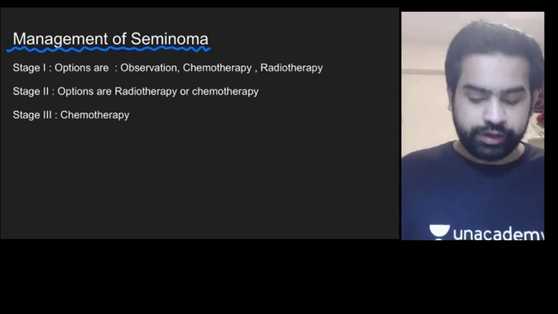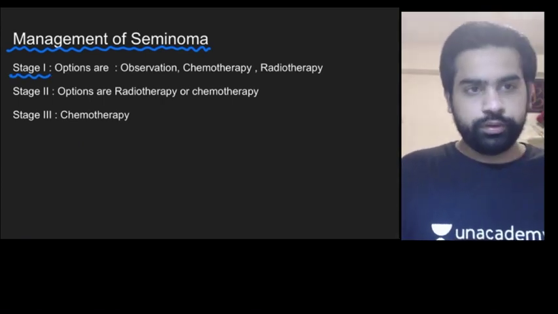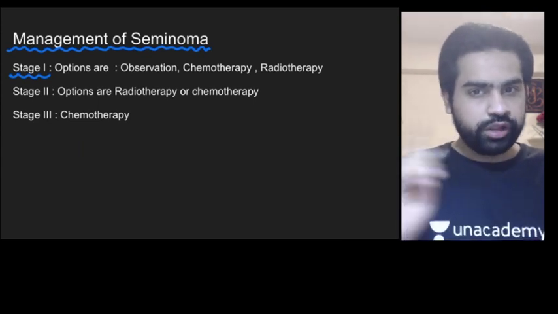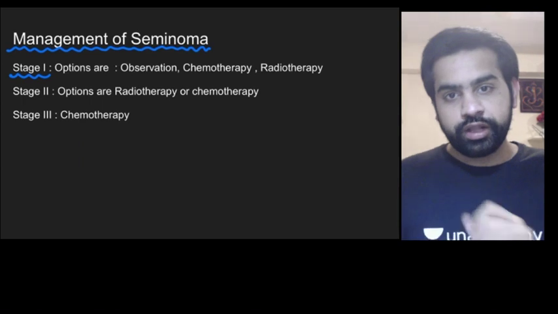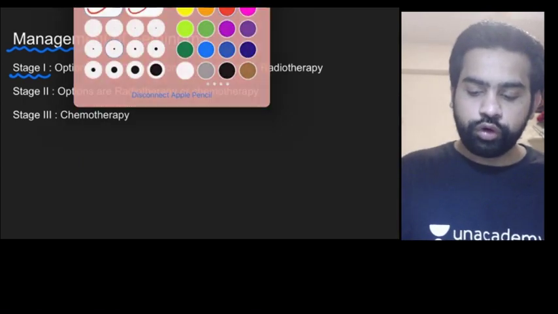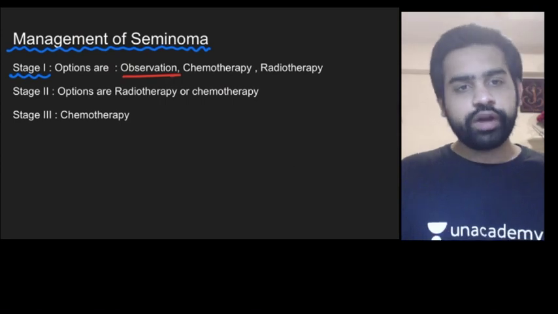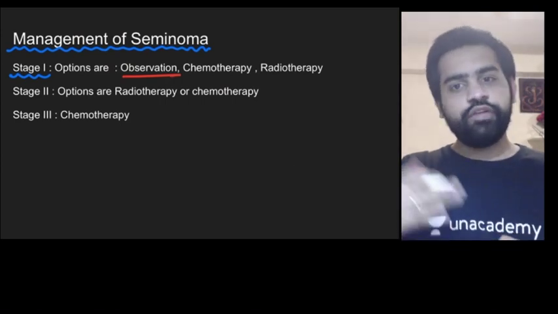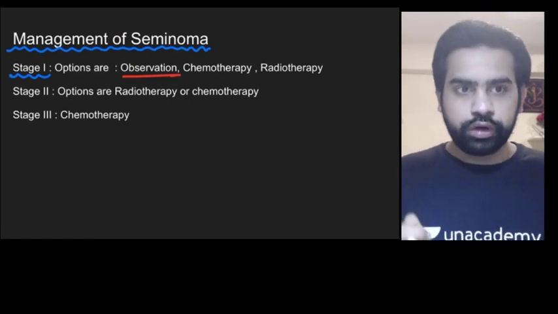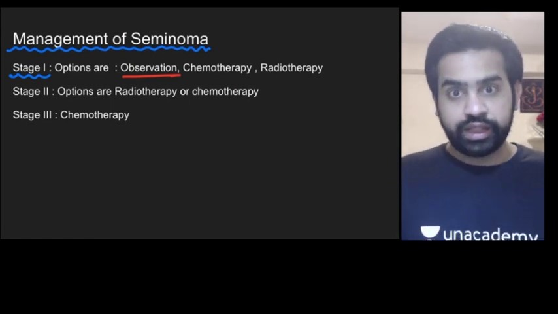Please understand, if there is a stage 1 tumor, forget about what exactly stage 1 is, I just showed you. You don't need to remember that, but just remember, if there is a stage 1 tumor, you have 3 options. You can either go for an observation. What do you mean by observation? You don't go for any further treatment. You just wait and watch. If the lymph nodes develop, if something develops, I will go and get treated. That is what is called an observation or a surveillance.